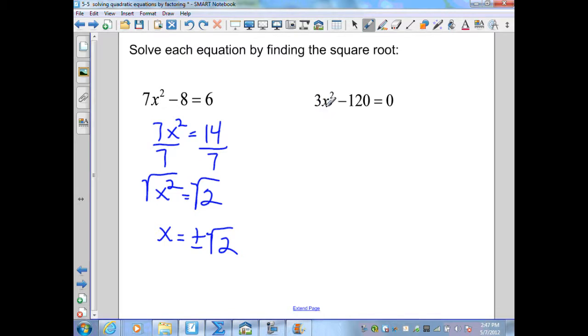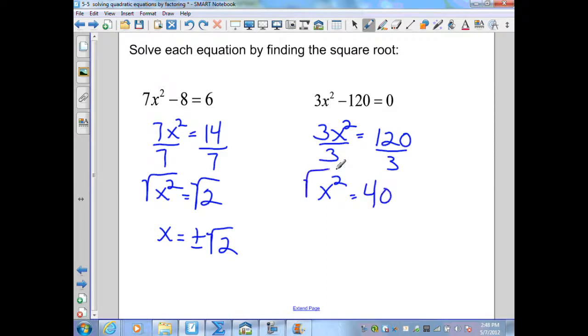Again, I want to isolate my x squared term. I'm going to add 120 to both sides. 3x squared equals 120. Divide by 3 to get the coefficient to be a positive 1. That gives me x squared equal to 120 divided by 3, which is 40. Take the square root of both sides. And when I do, that gives me plus or minus the square root of 4 times 10. And we know the square root of 4 is 2. So that's plus or minus 2 square roots of 10.